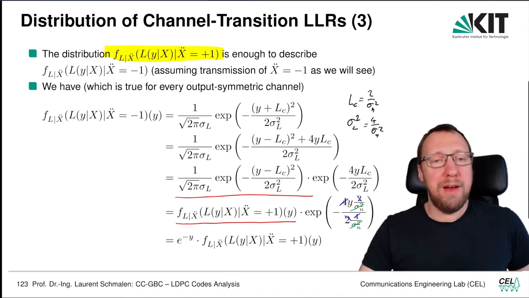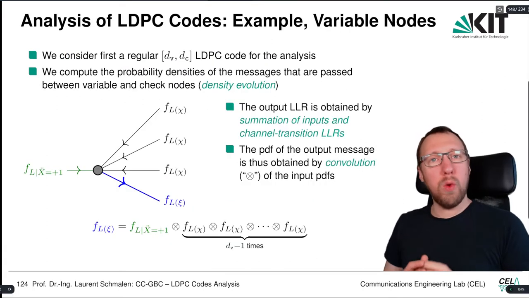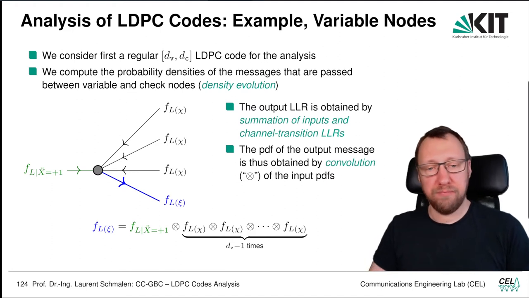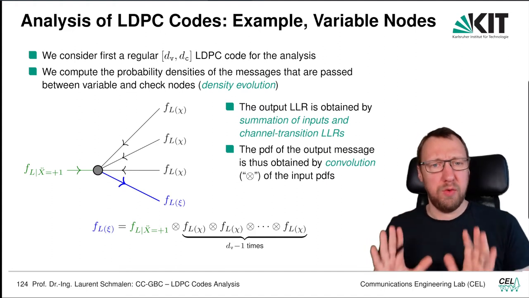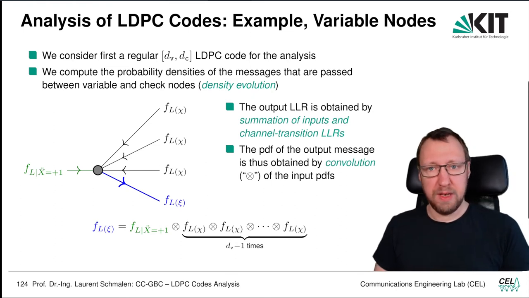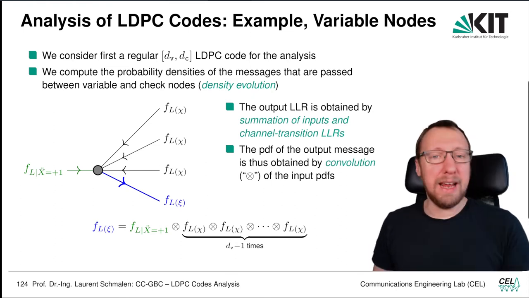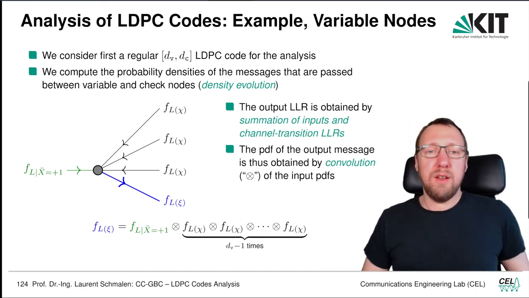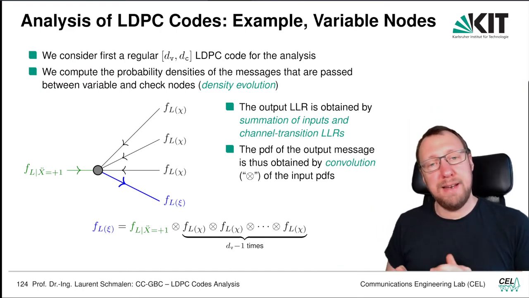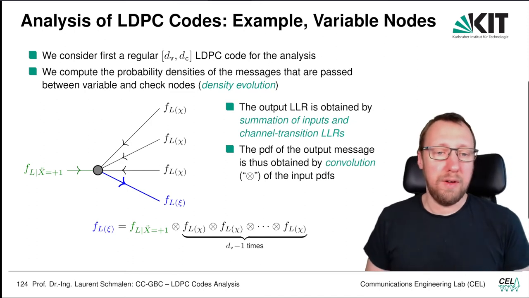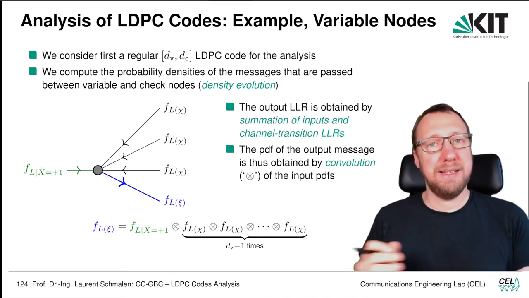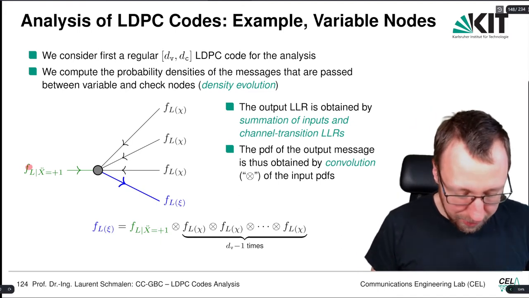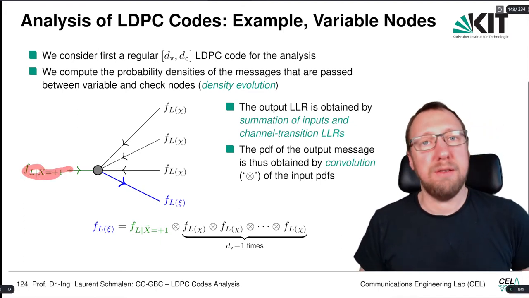Okay, so we have this. Now we take a look at what happens inside the decoder. And we start simple, with the regular code. What we do is a technique called density evolution. It means that we look at the densities of the messages that we pass inside the decoder. So we know we have just calculated f of L given x equals plus one.